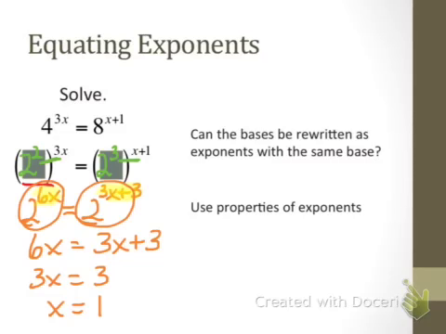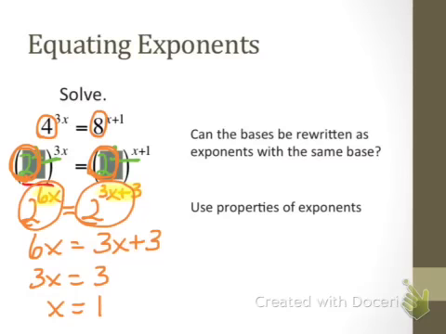So this is what we mean by equating exponents. The goal here is to try to rewrite the bases that you have into bases that are the same. So the 4 and the 8 became a 2 squared and a 2 cubed. And then once you have the same bases, you can set those exponents equal to each other.